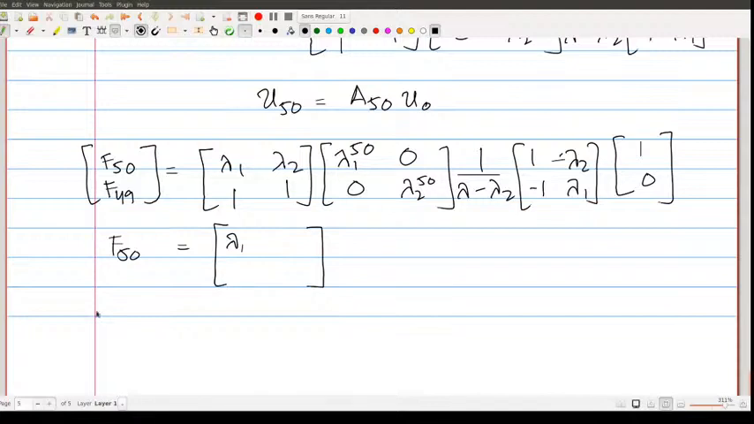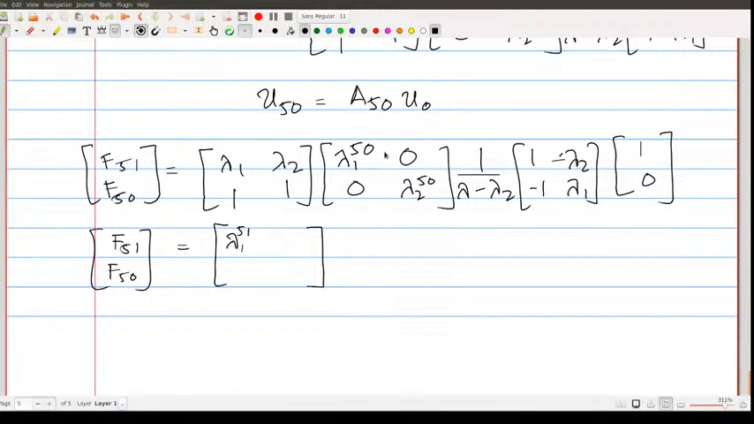No, that's fine. It's only that this is going to be F50 and F51, I suppose. Okay, and so to find F50, I need to find the second entry of this one, right? F51, F50, and this lambda 1, lambda 2. If we multiply these two, I get lambda 1 to the power 51, I suppose. But I'm interested in the second row, so yeah.